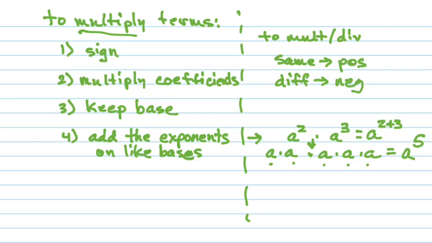So it's a shortcut. Instead of having to expand them all out and then count up how many a's I have, I can simply do what to the exponents? Be careful. Add them together. All right?